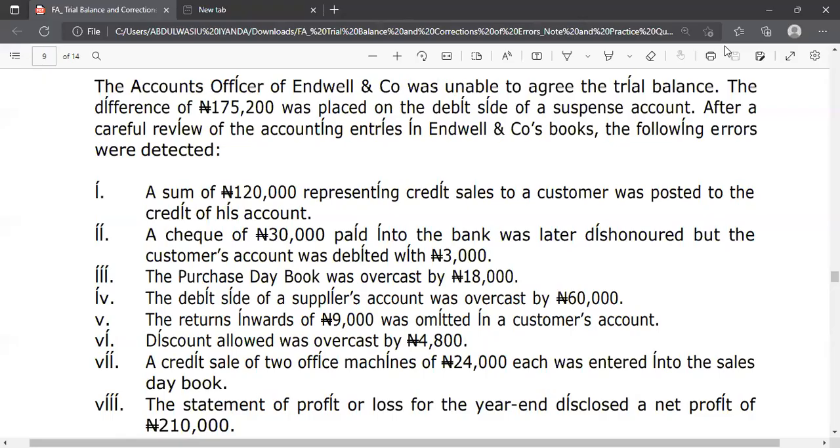That's it. So first of all, that item, you need to categorize it. Is it asset? Is it liability? Categorize it first. Payable is a liability. If liability is reducing, you debit. If it is increasing, you credit. Since the liability was overcast now, that means that we need to reduce the supplier's account, the trade payable account. That means that we need to debit the trade payable account by 60,000.